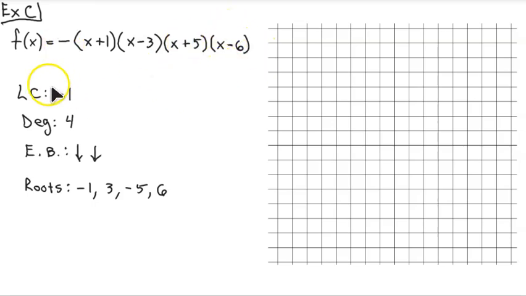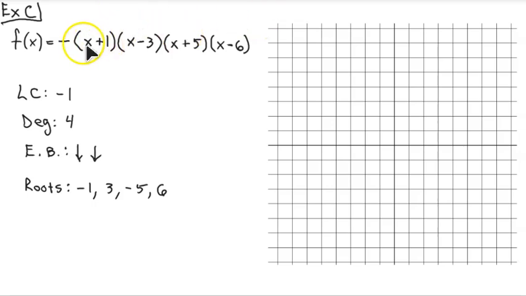And so our lead coefficient is -1. We have 1, 2, 3, 4 x's, therefore our degree is 4. Because the lead coefficient is negative, that means that the right side is going to go down like that. And because our degree is even, our left side is going to be the same as the right side, which means down. So our end behavior is going to be down, down.